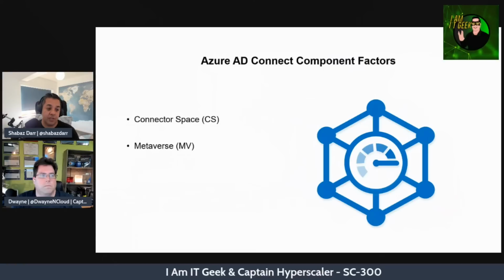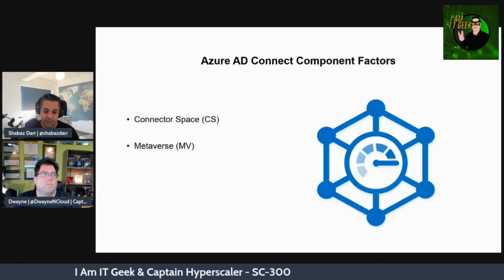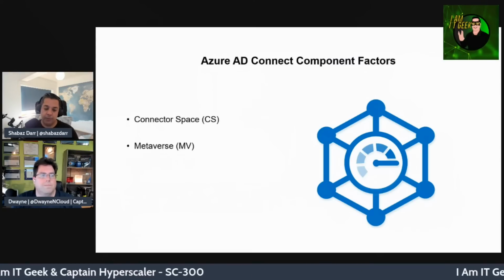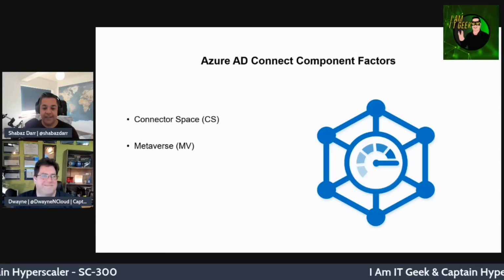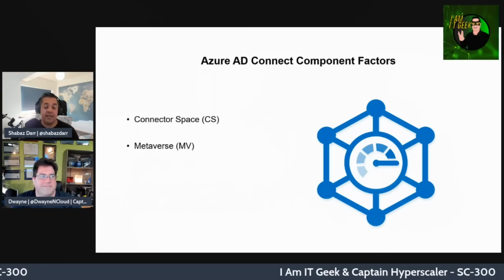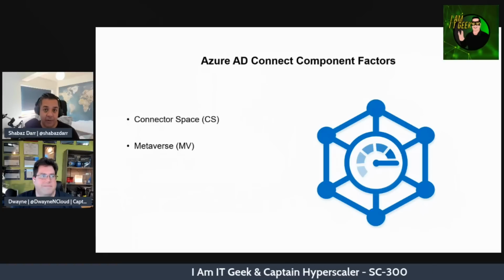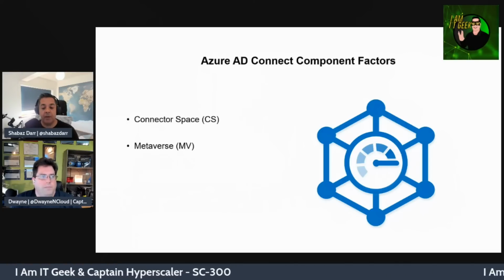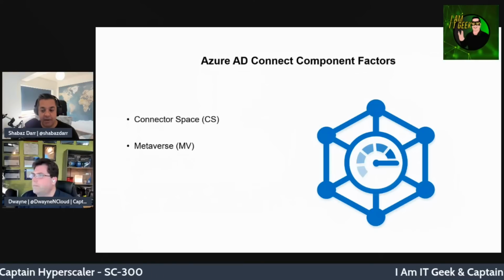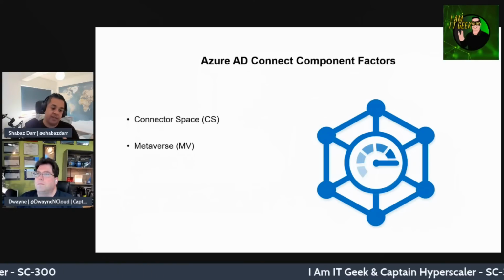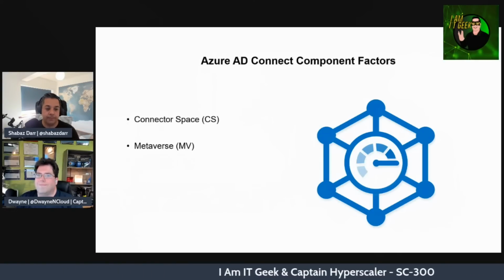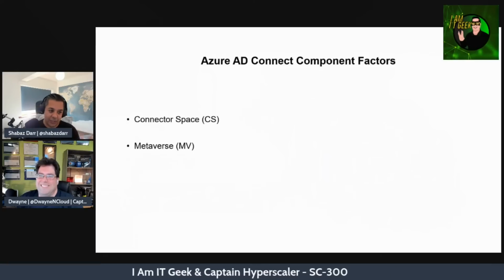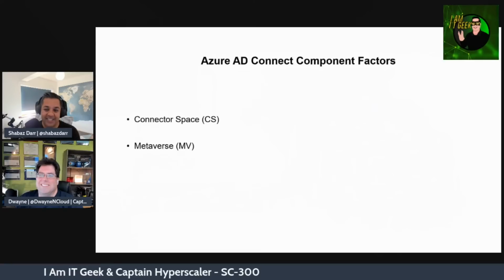Next is what's known as the Metaverse, or MV. We're not talking about Facebook or that social media metaverse. Objects that need to be synced are created here based on a sync rule. Objects must exist in the metaverse before they can be populated to objects and attributes in other connected directories. There is only one metaverse. A bit like the Highlander, there can only be one.